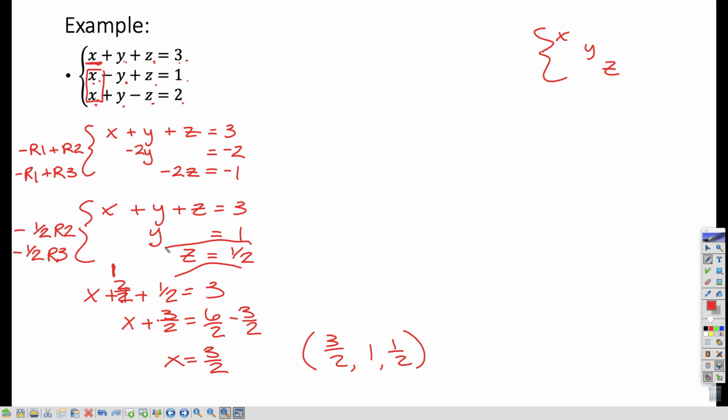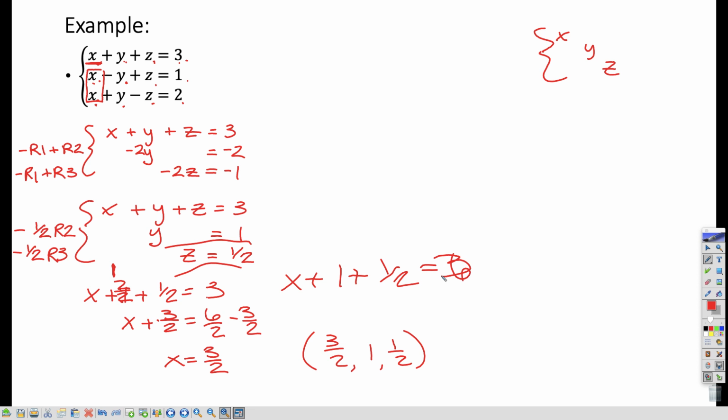I had x plus 1 plus 1 half equaled 6, or 3, whatever it equaled. 3, okay, that is what I needed. Then she changed the 1 to 2 over 2. On my paper, 1 would have never shown up. It would have been immediately 2 over 2.